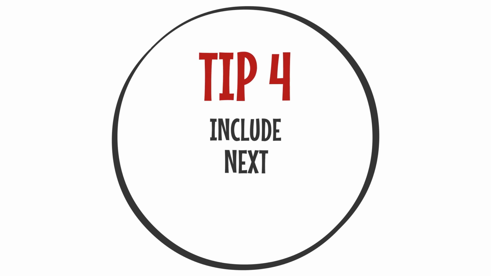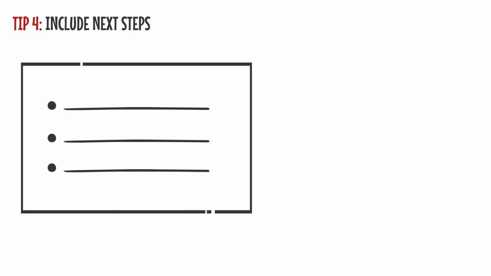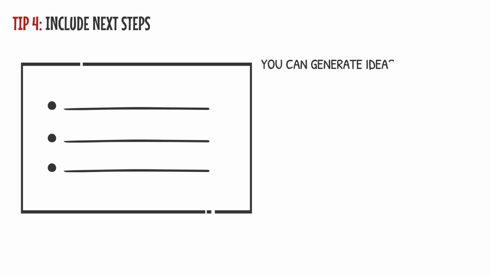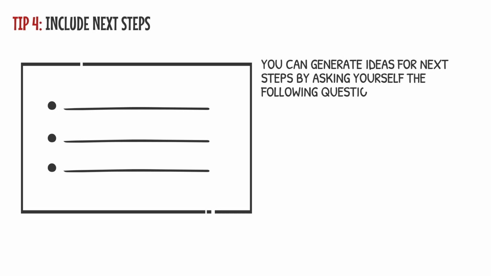Tip number 4, include next steps. Having a slide with a few bullet points outlining potential next steps you would take if you had more time is an easy way to stand out from other candidates. Including next steps demonstrates initiative and ownership. You can generate ideas for next steps by asking yourself the following questions.